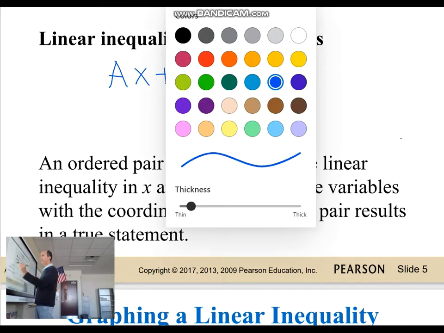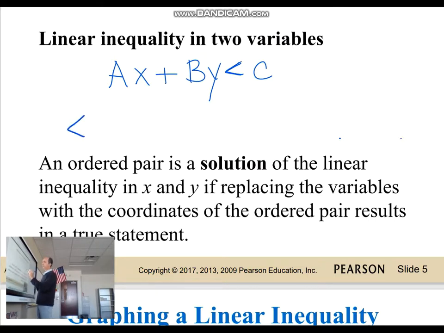Instead of less than, we can have less than or equal to, you can have greater than, and you can have greater than or equal to. Any kind of inequality sign here. And this is the form of a linear inequality in 2 variables. A and B are not both 0, and A, B, and C are real numbers.